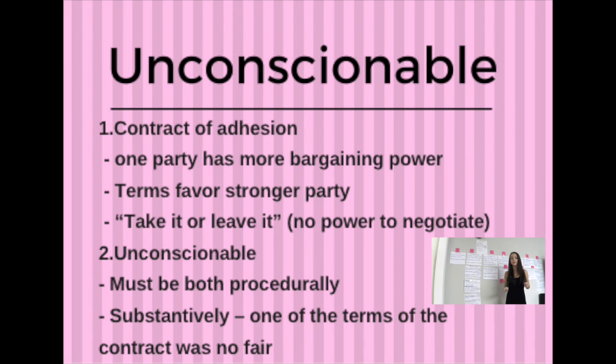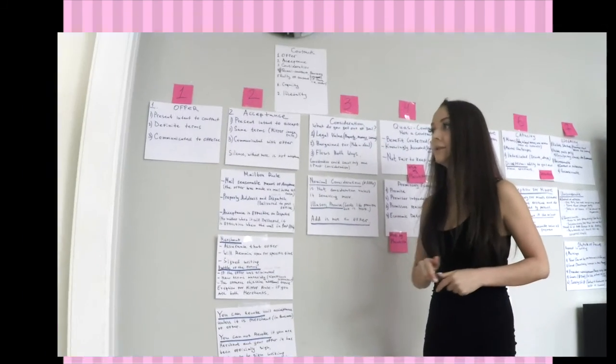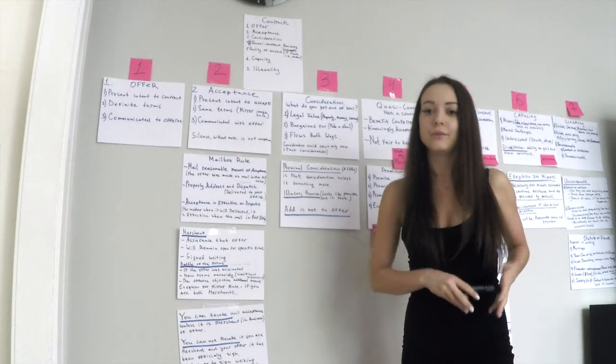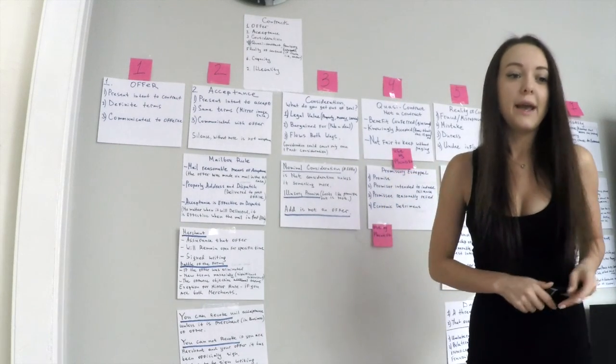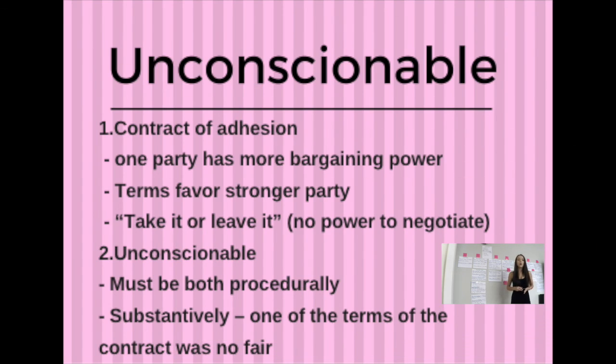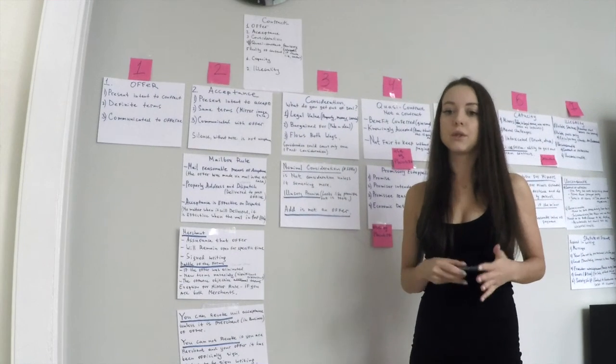Second, unconscionable has two points. First, it must be both procedurally unfair. For example, you lock someone in a room and say, sign the new contract or I will fire you. That's not fair. And substantively unfair, which means one of the terms of the contract was not fair.